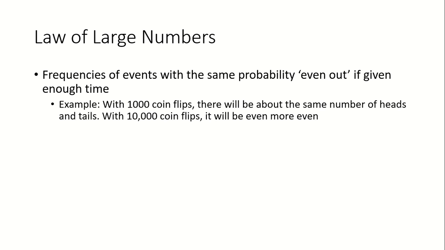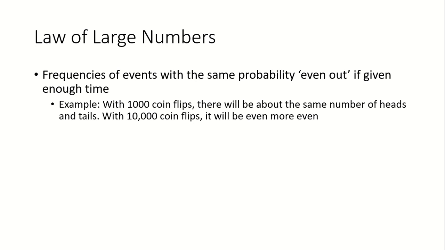This segues into the law of large numbers, which means the probabilities even out if they're the same probability given enough time. So if we have 1,000 coin flips, there will be about the same number of heads and tails, and with 10,000 coin flips, it will be even more even.